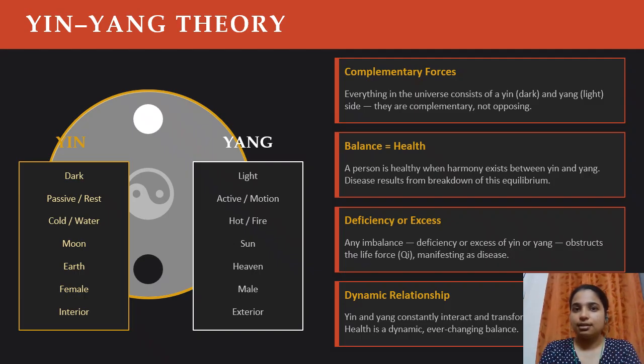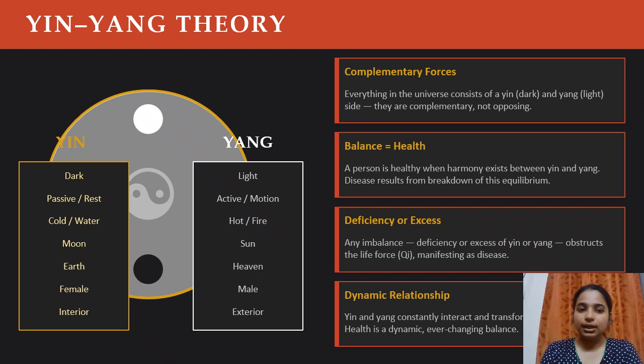Imagine a hill. A hill will have two kinds of areas. One will be the area where the sunlight directly hits, and the other will be the shade of the hill. The shade of the hill is termed as yin, while the sunny side, where the light hits, is termed as yang. So what are the features of yin and yang?